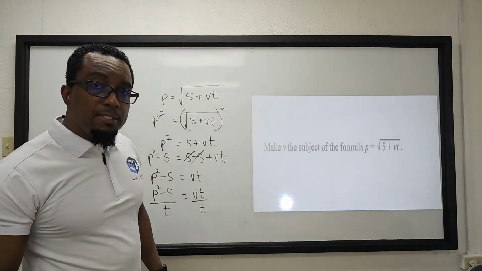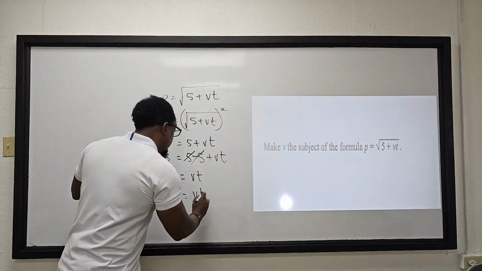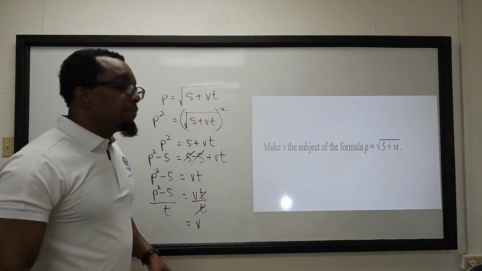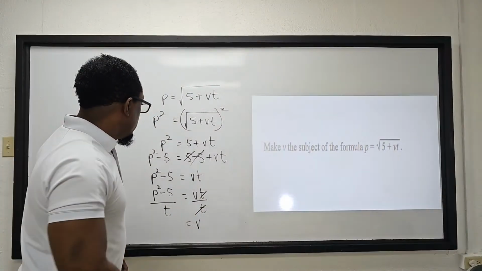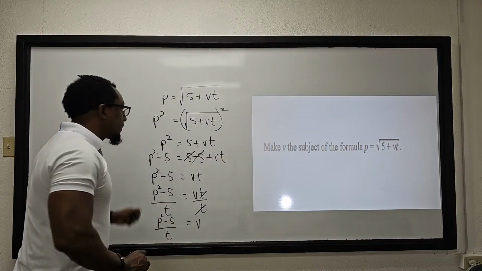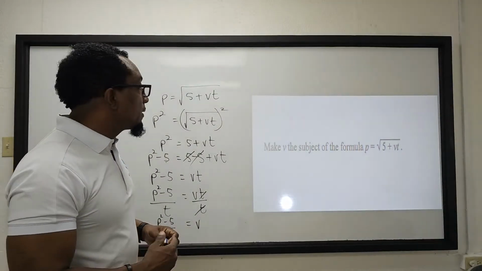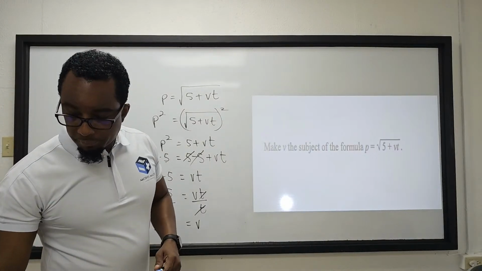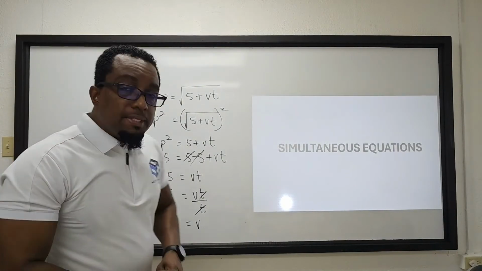So when my two t's divide into each other to get 1, v stands alone, or v is now the subject, which is equal to p squared minus 5 over t. And that's me making v the subject of the formula. So let's get into simultaneous equations.